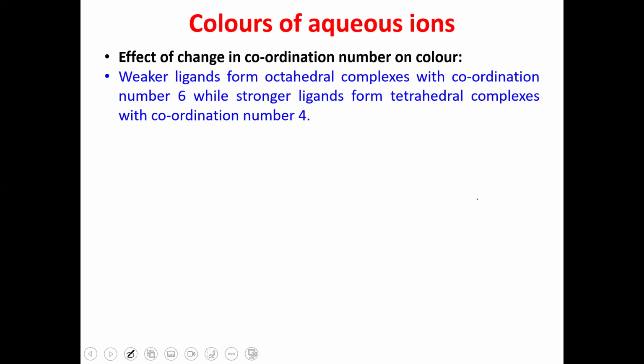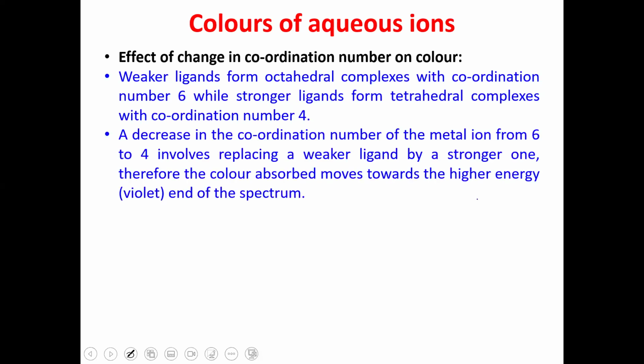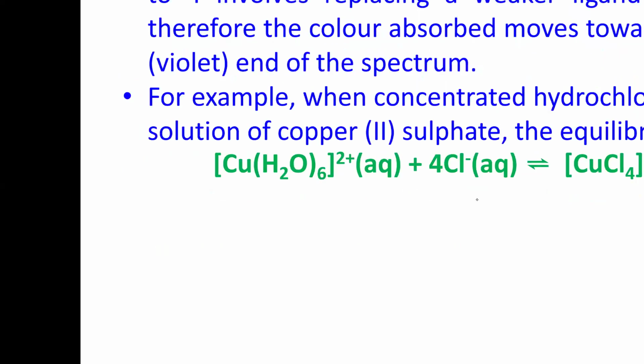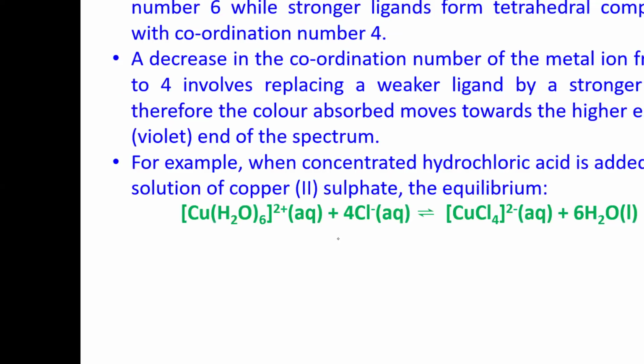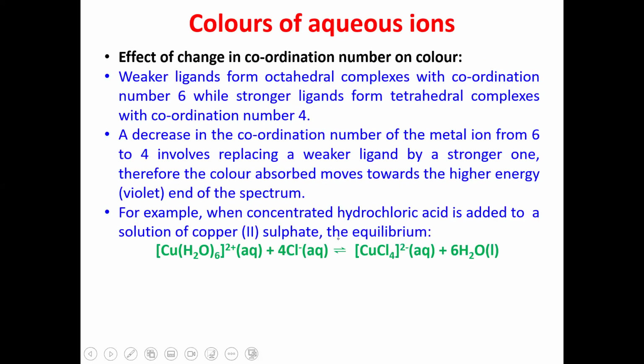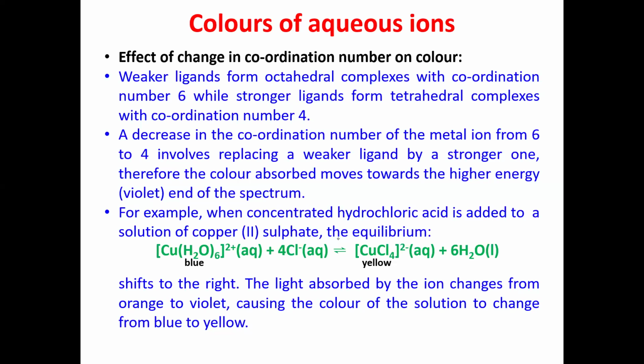Coordination number. What is coordination number? How many ligands are surrounding? For example, we have an octahedral. So if our coordination number changes, the shape will change. Now, this is copper with 6 water molecules. After reaction, copper is sitting with 4 chlorine. This is the color change from blue to yellow. And this is the color.